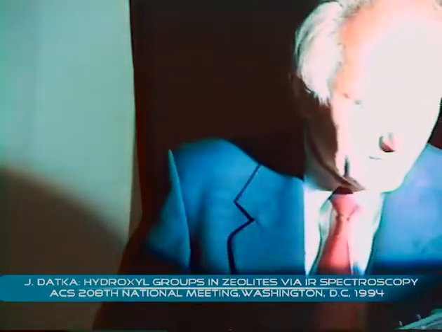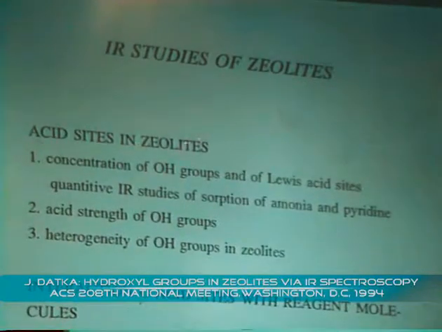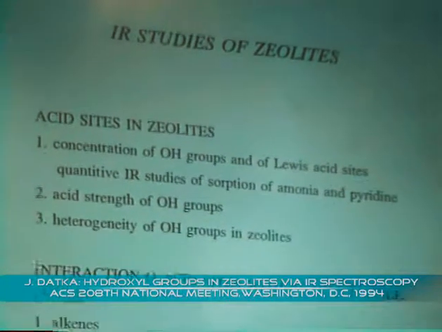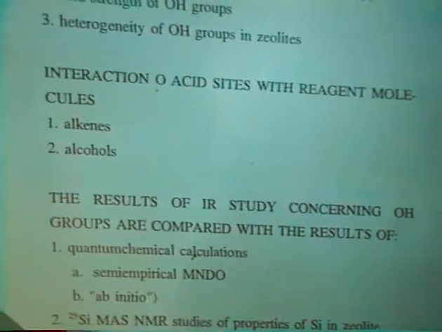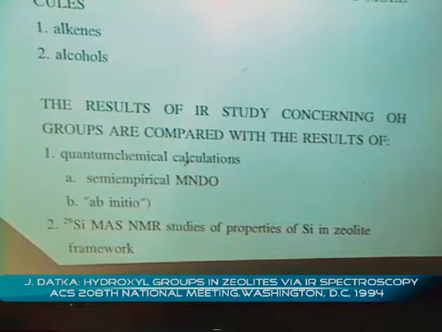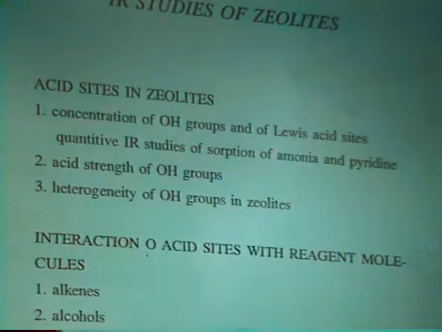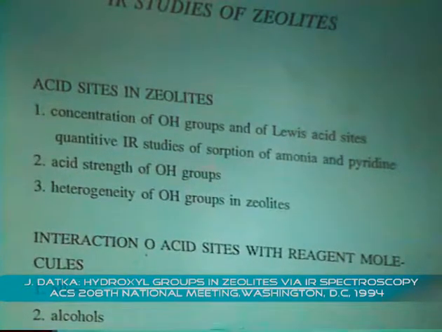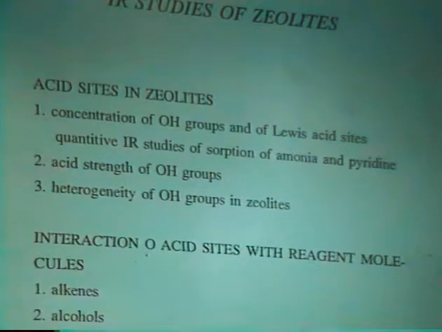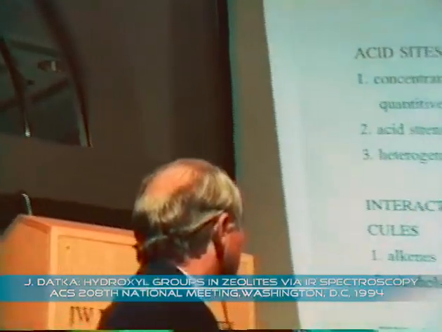We apply IR spectroscopy to the problem of zeolites. We study the properties of acid sites in zeolites and their interaction with reagent molecules. We studied the concentration of both Brønsted and Lewis acid sites by quantitative IR studies of sorption of ammonia and pyridine. We studied the acid strengths of Brønsted acid sites, of hydroxyl groups, and their heterogeneity. My presentation today will concern the problem of heterogeneity of hydroxyl groups in zeolites.